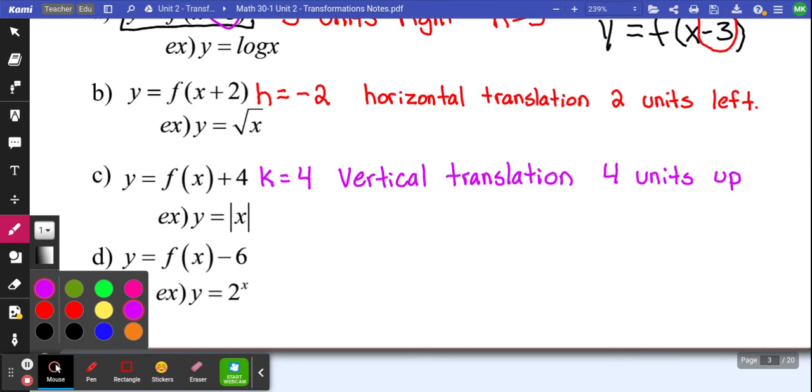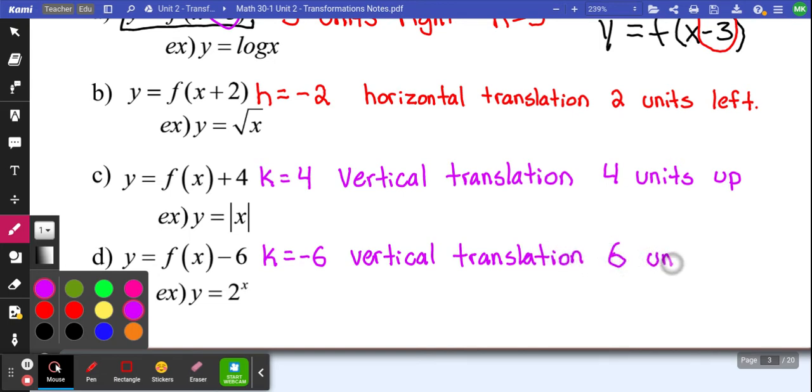Looking at D, what's the K value for D? K is -6, perfect. That means it's a vertical translation because we have a K value. Vertical translation six units down. Because it's negative, it went down.